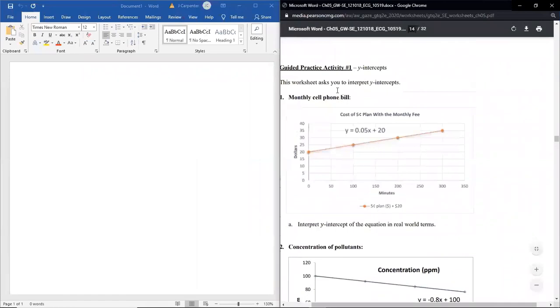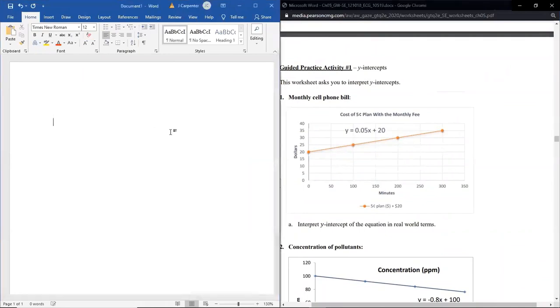So this worksheet asks you to interpret the y-intercept. So we've said the y-intercept is often interpreted as a starting value or a fixed value. Starting, another word for that is initial value. There's a lot of different ways to say the same thing in the real world, of course. So let's go ahead and get it.